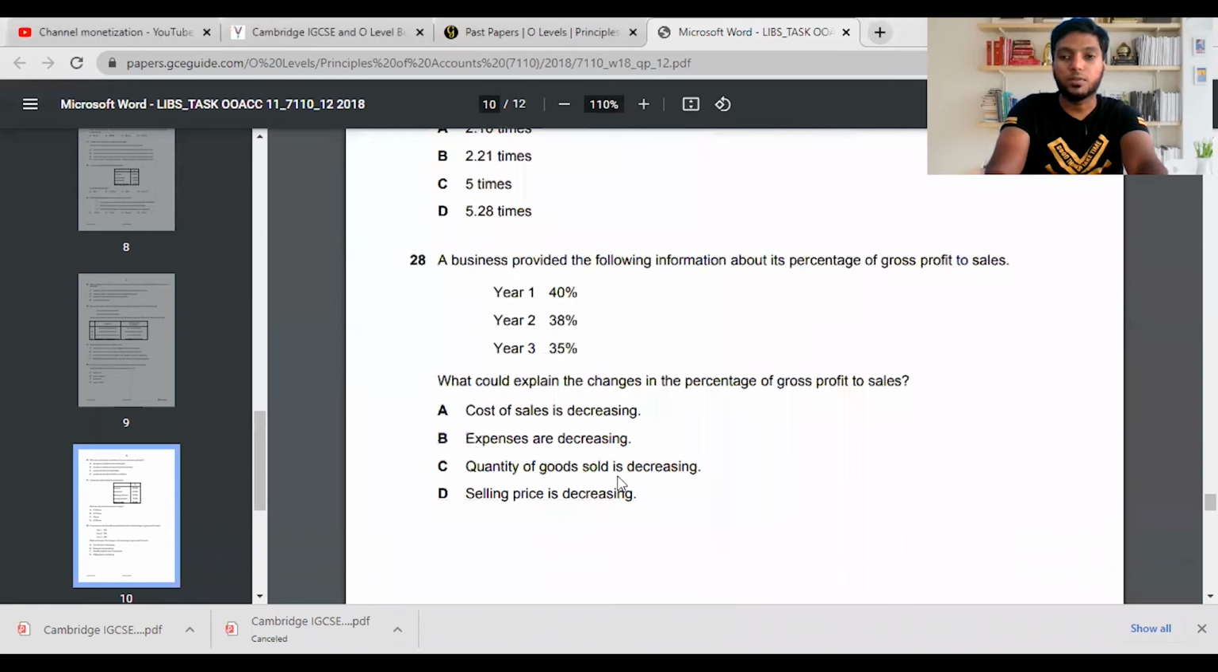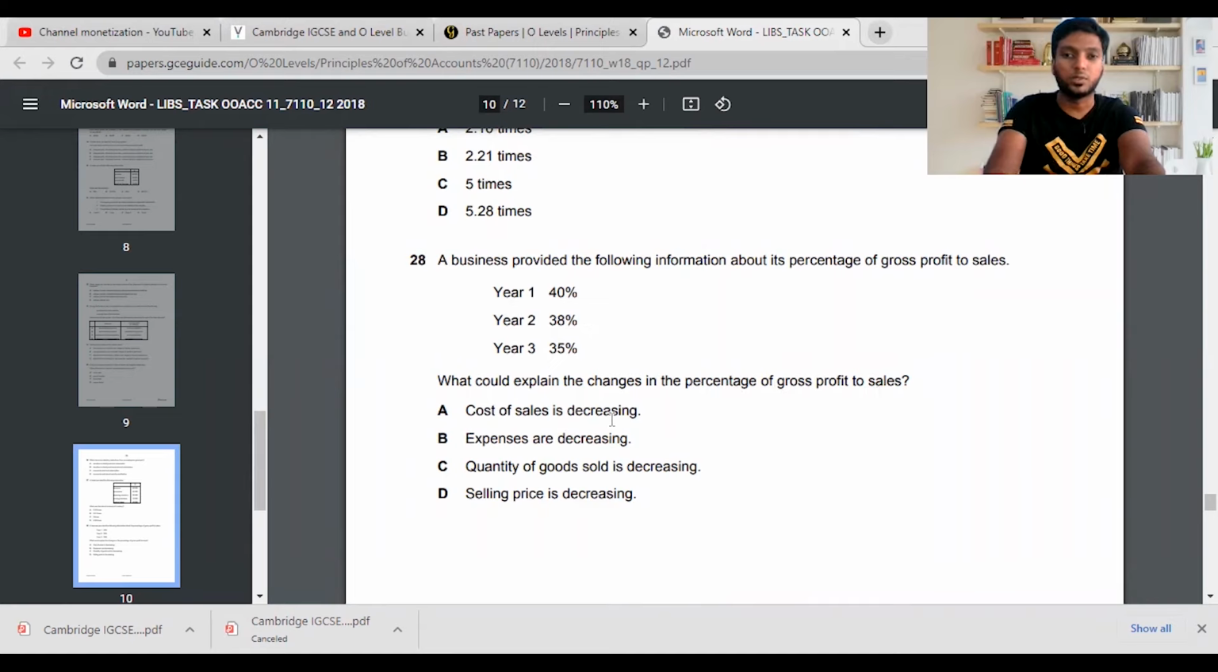A business provided the following information about its percentage of gross profit to sales. First year 40%, second year 38%, third year 35%, which means the profit is decreasing year by year. Maybe they are not doing proper sales. What could explain the changes in the percentage of gross profit to sales?